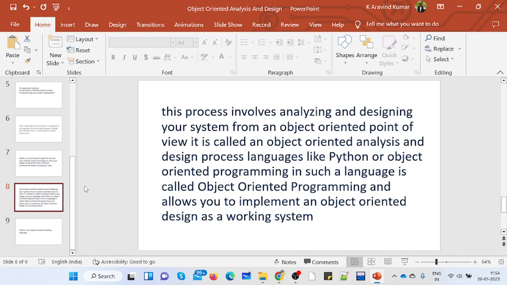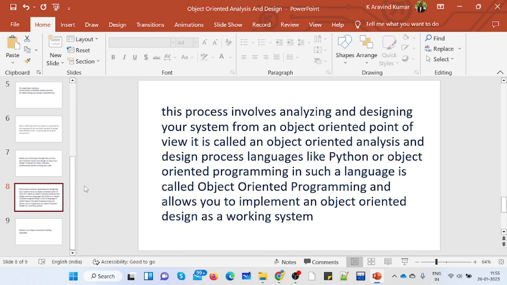When both this analysis and design use object-oriented technology, this is called object-oriented analysis and design. When analysis as well as design follow the principles of object-oriented programming, this is called object-oriented analysis and design. By using Python also you can implement these OOAD projects. So this is briefly why we need OOAD: it is required whenever you are handling major projects.